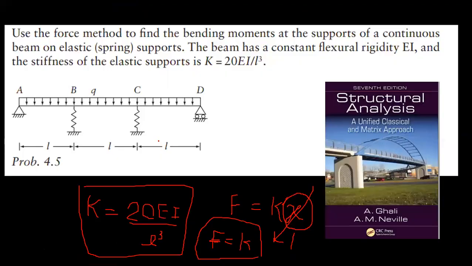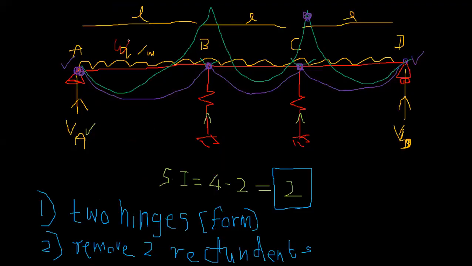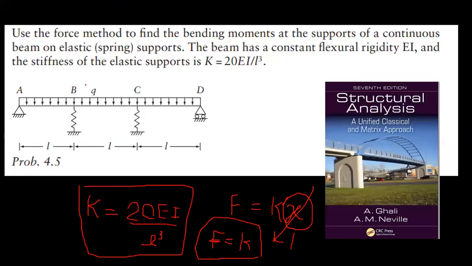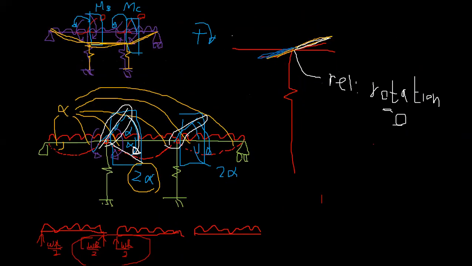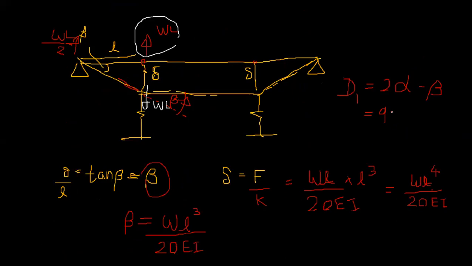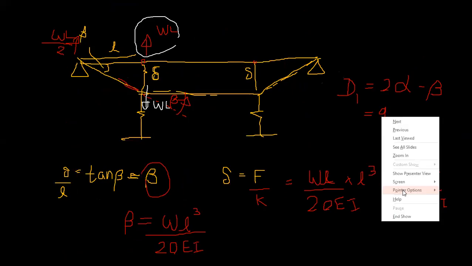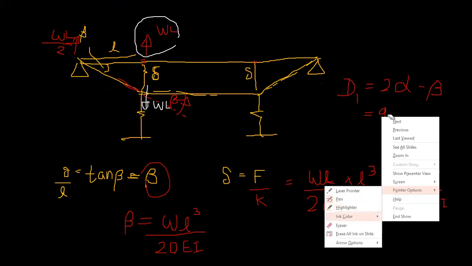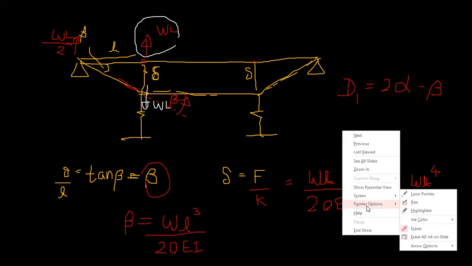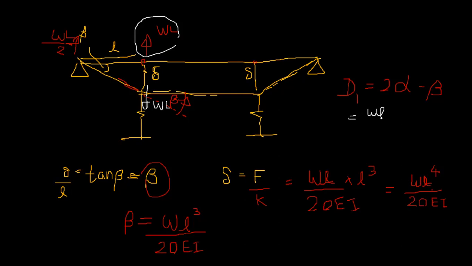So my Q is actually, I have taken it as W. Okay, sorry about that. I will take this as W. So alpha was QL cube over 24 EI, and when it is multiplied by 2, it's going to be WL cube over 12 EI.